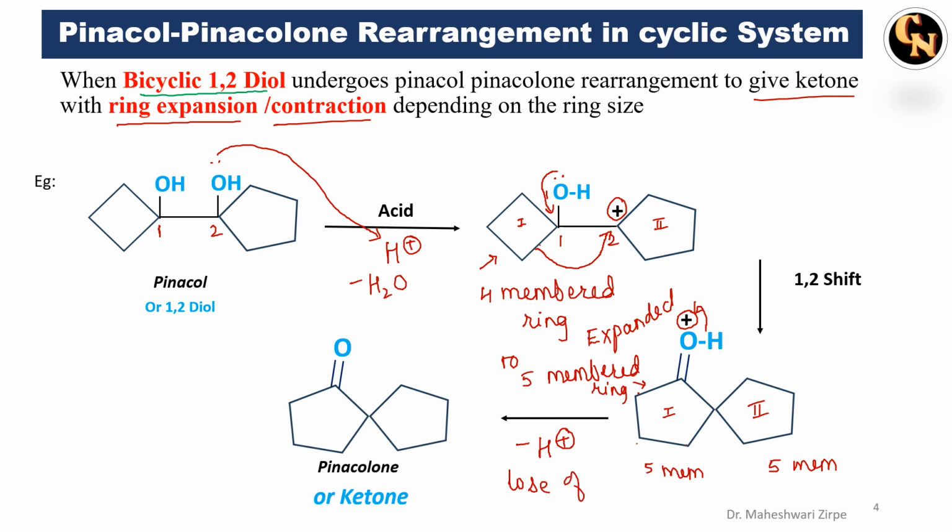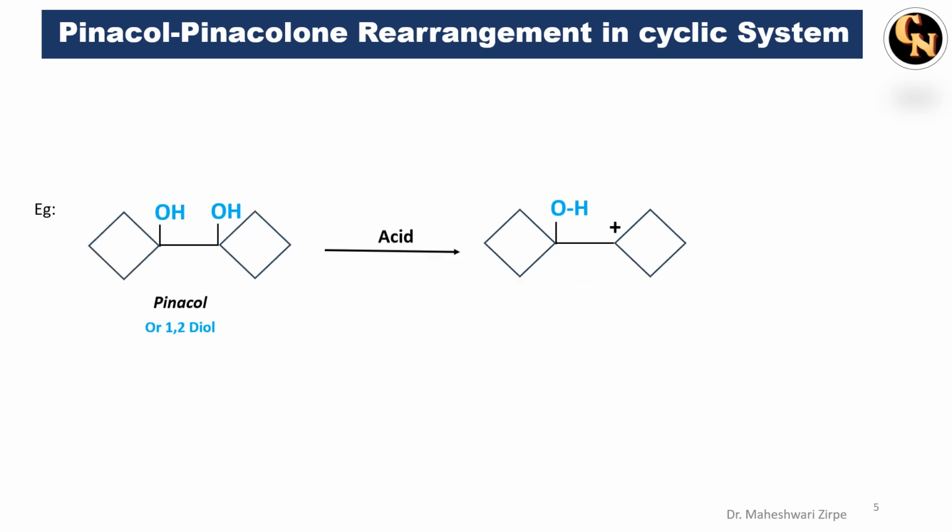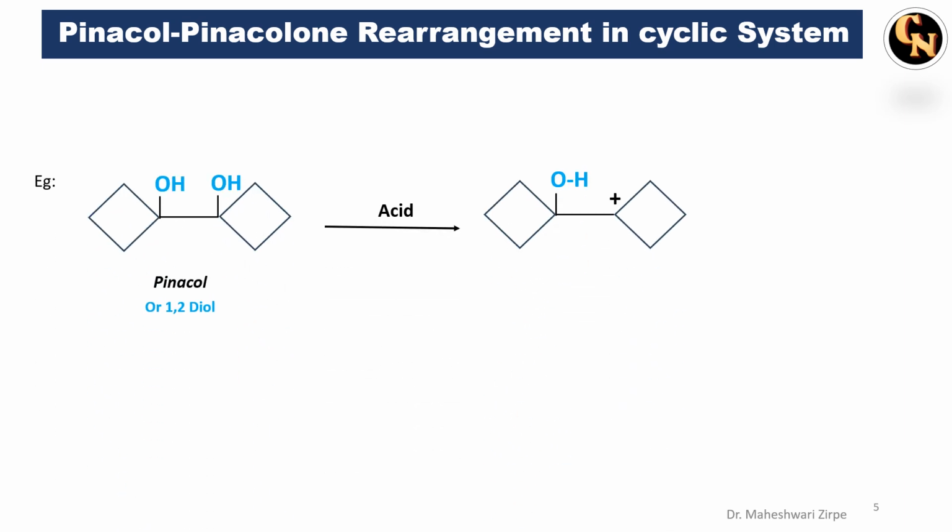And the last step, you are getting a ketone. Now the pinacolone which has formed is an expansion of the ring. So this way the cyclic system takes place. Now let us see one more example of a cyclic system in the Pinacol-Pinacolone rearrangement.